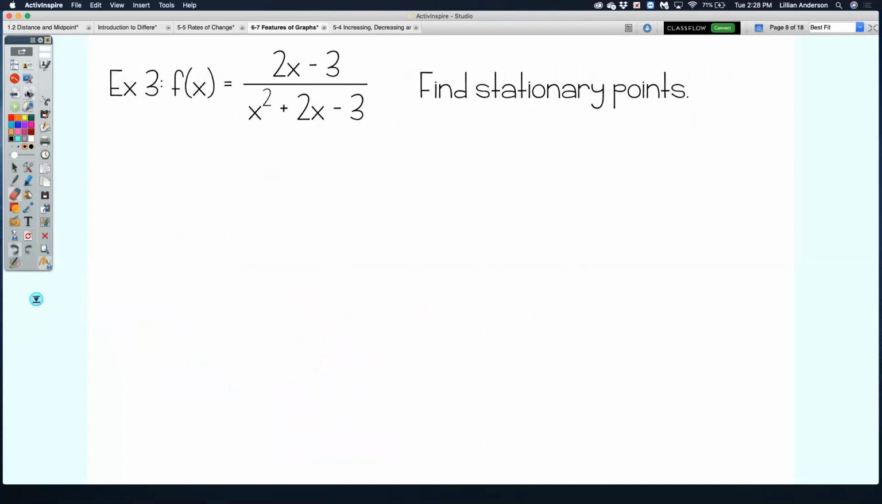I want you guys to do this one on your own. Find the stationary points. Critical points. I meant to say -2, -1. I looked at my paper and I was so tired, I just said 3.